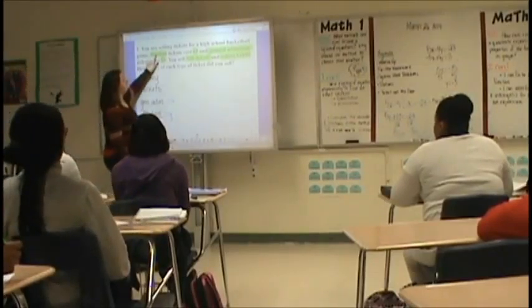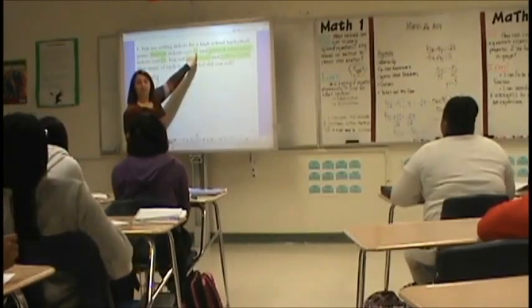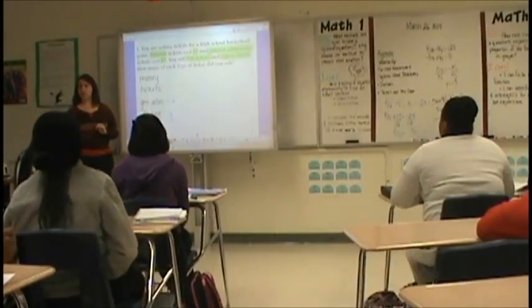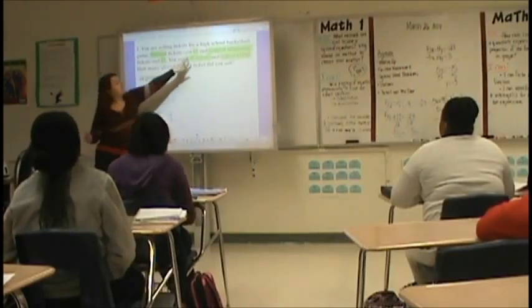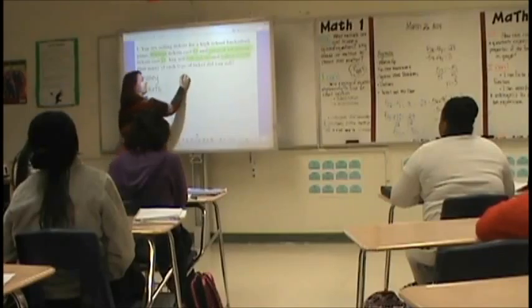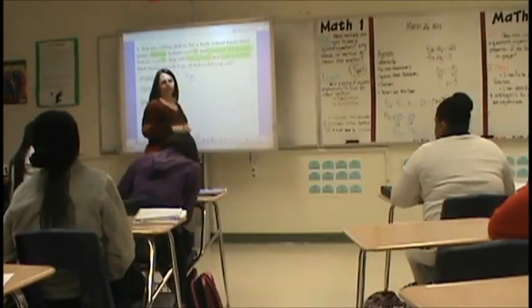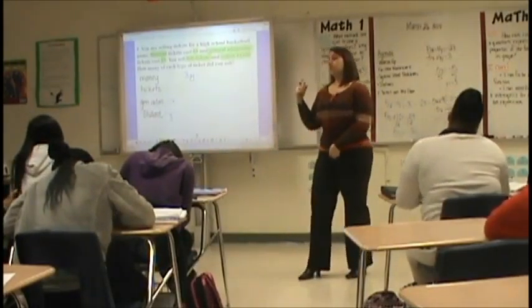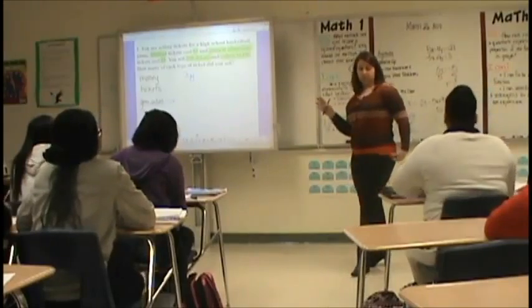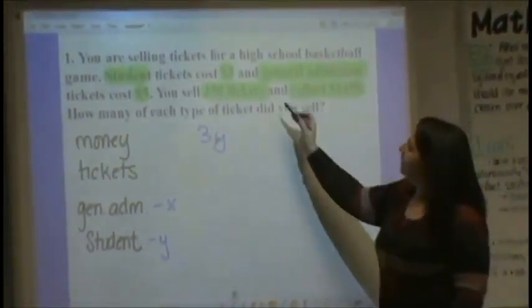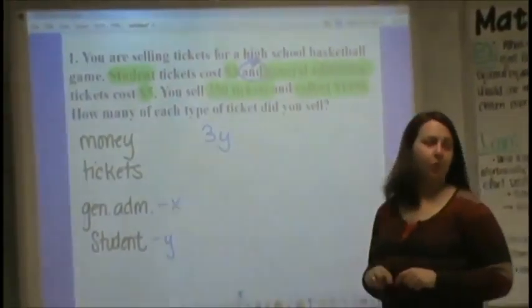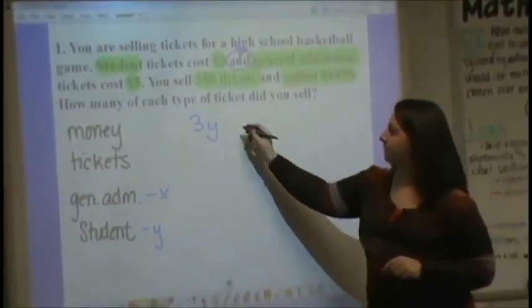What's it start out saying? Students. Students are what? So what am I going to do? You gotta go to slope intercept. 3y. Yes? Because it's $3 for the students. So I'm going to write 3y. Why did the 3 go with the y? It's the students. You with me so far? What's this word mean? Add. So I'm going to add 5x.